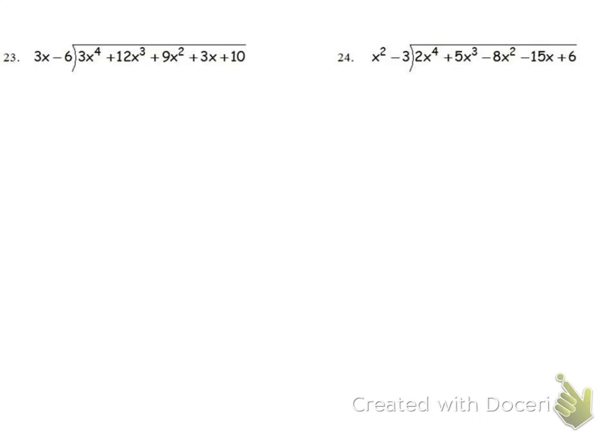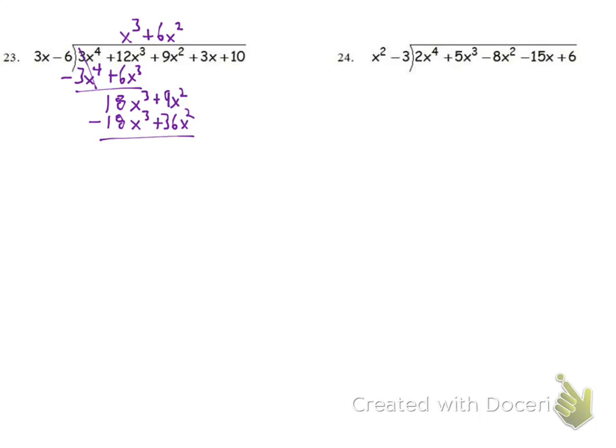3x minus 6. I'm going to multiply by an x to the third. Subtract. 18x cubed plus 9x squared. Let's do now 6x squared. So I get 18x cubed minus 36x squared. Change the signs. 45x squared plus 3x.